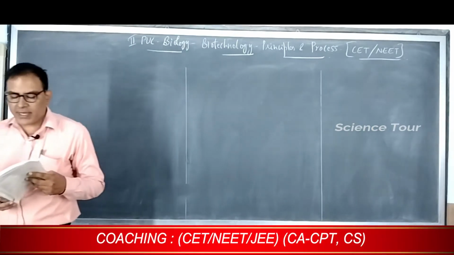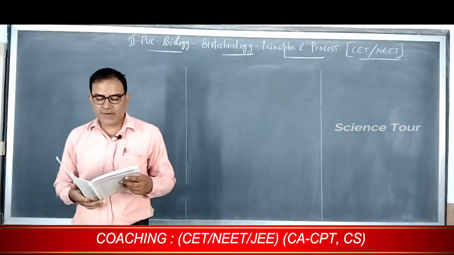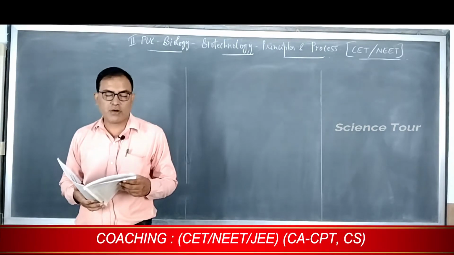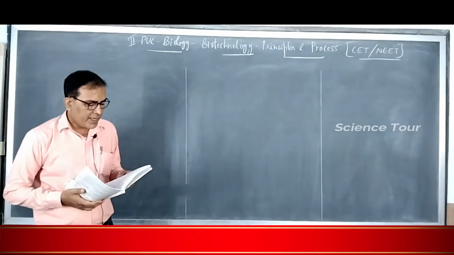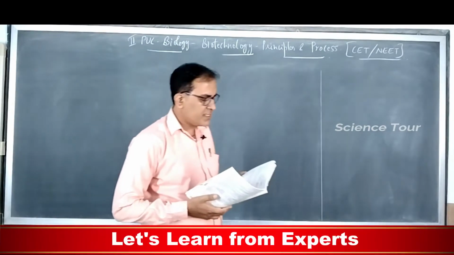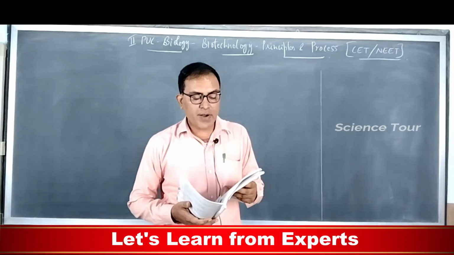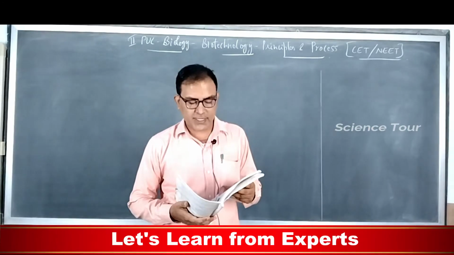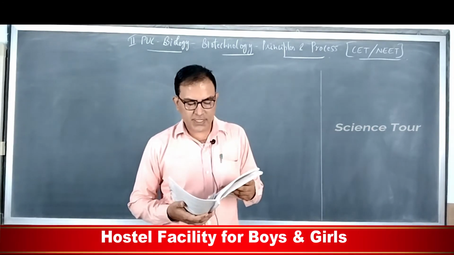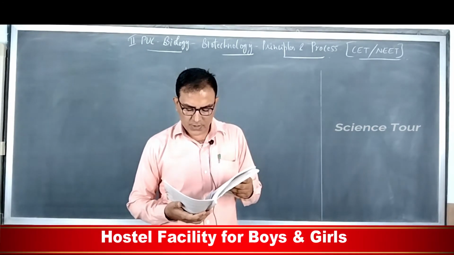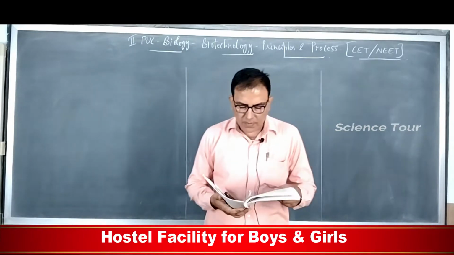An antibiotic resistance gene in a vector usually helps in the selection of: A. competent cells, B. transformed cells, C. recombinant cells, D. none of the above. An antibiotic resistance gene in a vector usually helps in the selection of transformed cells.